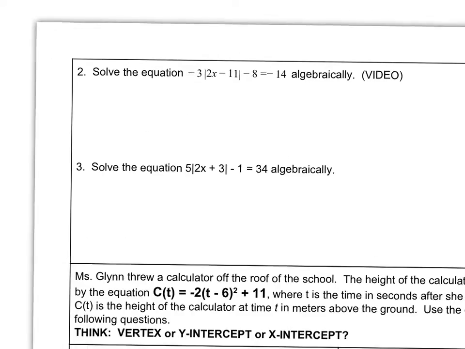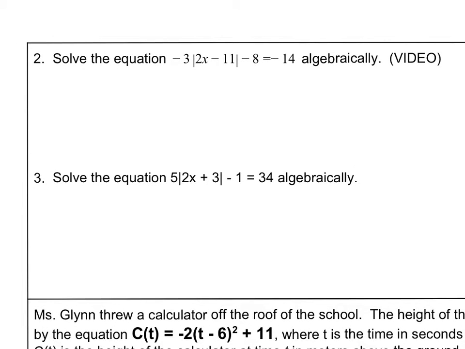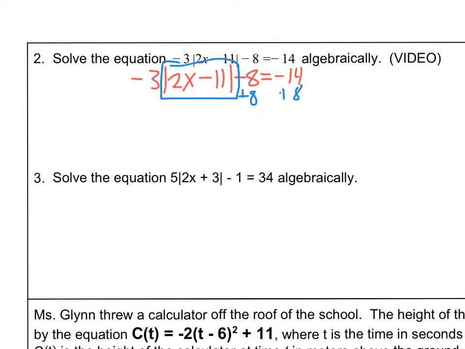Continuing on the section, you know you're going to have to solve an absolute value equation algebraically. So looking at that, that's going to be negative 3 times the absolute value of 2x minus 11, minus 8, is equal to negative 14. We know we're trying to get that part by itself. I might start out by adding 8 to both sides. And when I do that, I get negative 3 times the absolute value of 2x minus 11 is equal to negative 6.